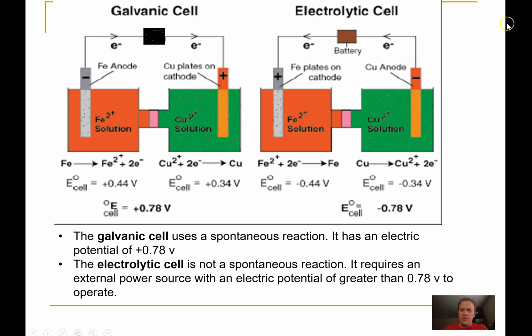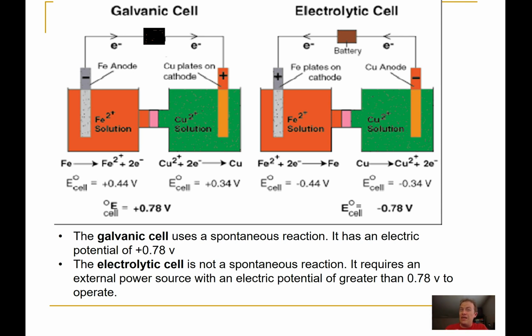We have two diagrams here. Long story short, in a galvanic cell, electrons travel from here to here, going from Fe to Cu2+ ions in solution. If we wanted to make the electrons go in the opposite direction, that would be an electrolytic cell. That would require a battery or some other power source.